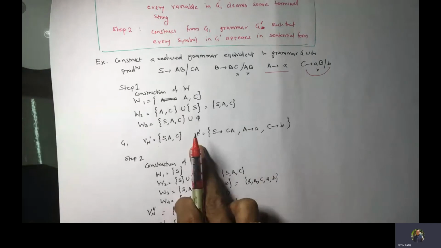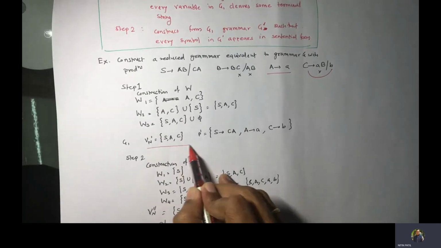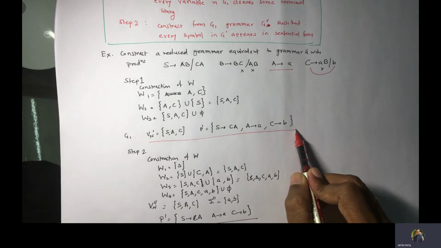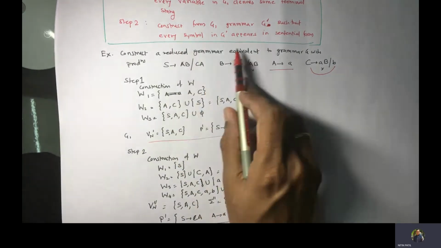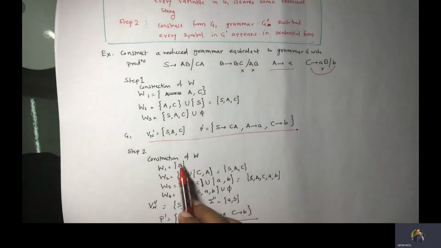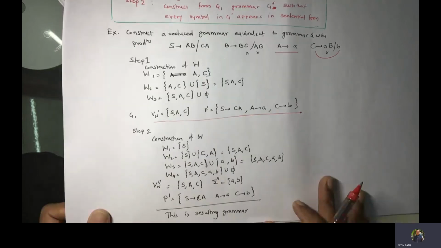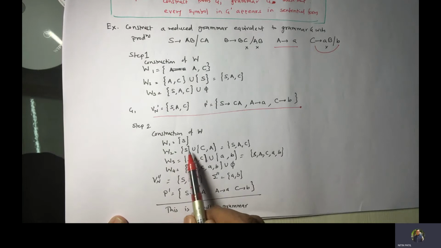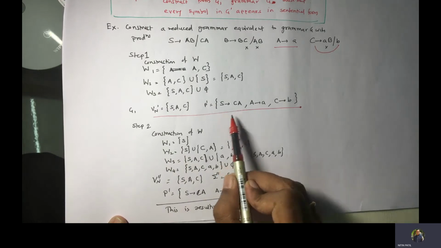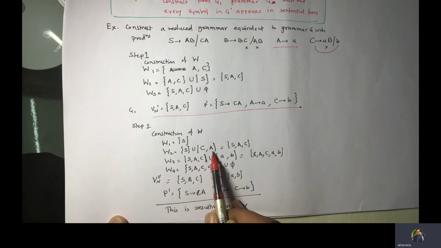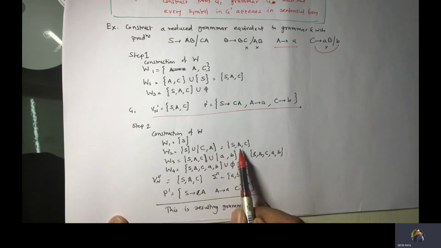Next, with this grammar that we got over here, we are going to make use of it as an input and apply step 2, which we discussed earlier, to make sure that every symbol appears in a sentential form. So let us start constructing. We consider this grammar. We start with W1 to be the start symbol. Then we took W2, the previous W union. Now we tried finding out what production is available with S. There is a production S gives CA, so we included C and A separately. So we got W2 as S, A, and C.